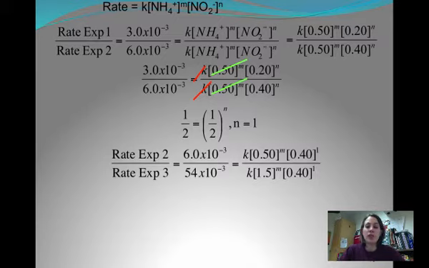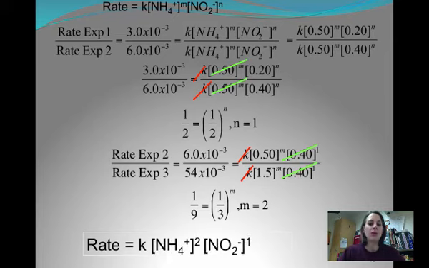To solve for the other reaction order, I'm going to compare experiments 2 and 3. And I plug in my different rates here. I plug in my concentrations for ammonium, which have now changed, but I kept the concentration of nitrite the same. And again, I cancel out what is the same so that I'm only looking at one change. And so if 1/9 equals 1/3 raised to the m power, then m is equal to 2.